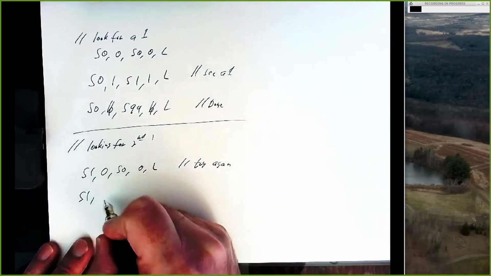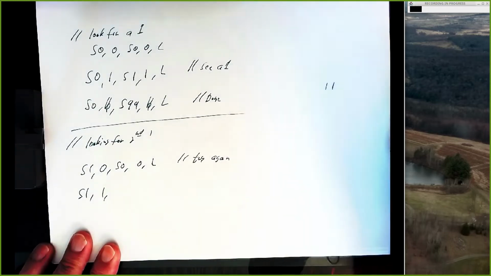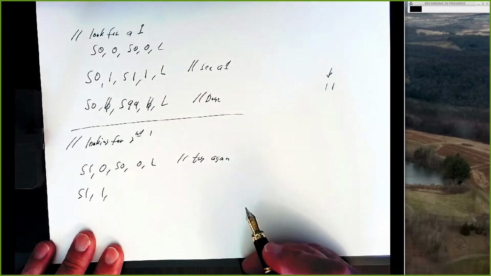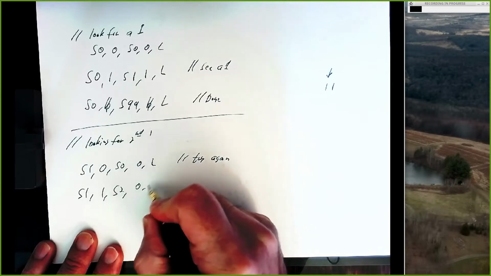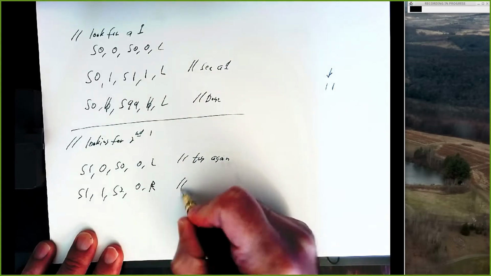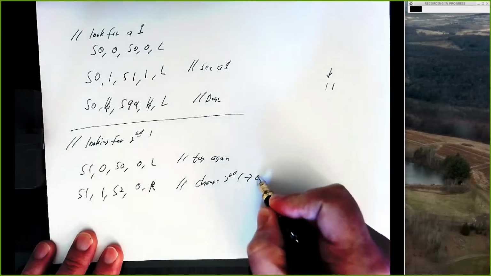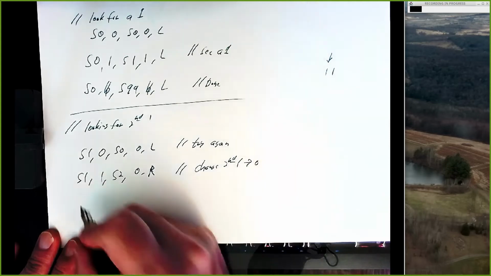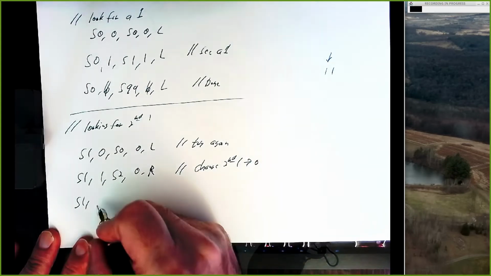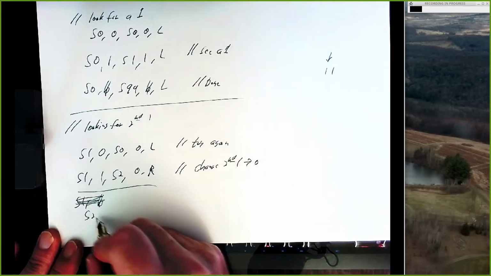But if we're in state 1 and there's a 1, now we found a 1 and we found another 1, we're sitting on top of this one. So now we're ready to change these 2 bits to 0 and finish. So I'm going to go to state S2, I'm going to change this 1 to a 0, and I'm going to go right. Change the second 1 to a 0. And if we want to be complete, we could say if we're in S1 and there's a blank, well, it'll halt automatically.